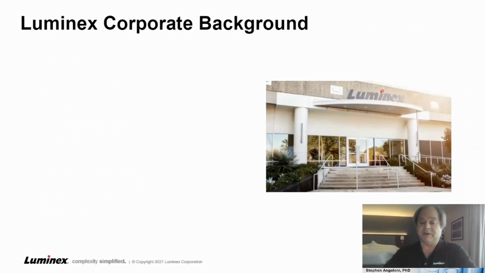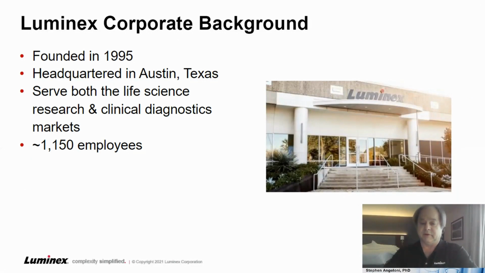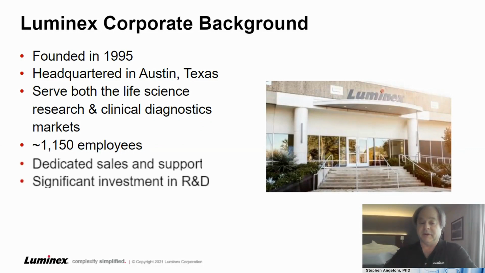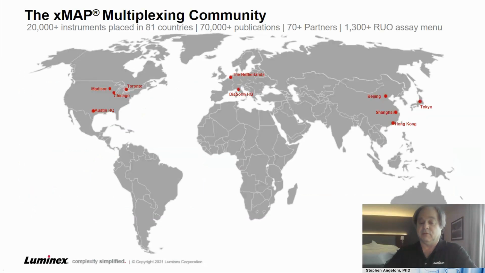While the company started in Austin, Texas in 1995, it's able to grow expansively with servicing these basic research and clinical diagnostic teams or applications, and we've grown to have over 1,150 employees globally. We were a publicly traded company until 2021 when we got acquired by DiaSorin. So now we're a privately held company. But in this time, we were able to grow globally and have offices on several continents around the world, with our Luminex headquarters for xMAP technology still being based in Austin, Texas, and the Italian headquarters being just outside of Milan in Italy.